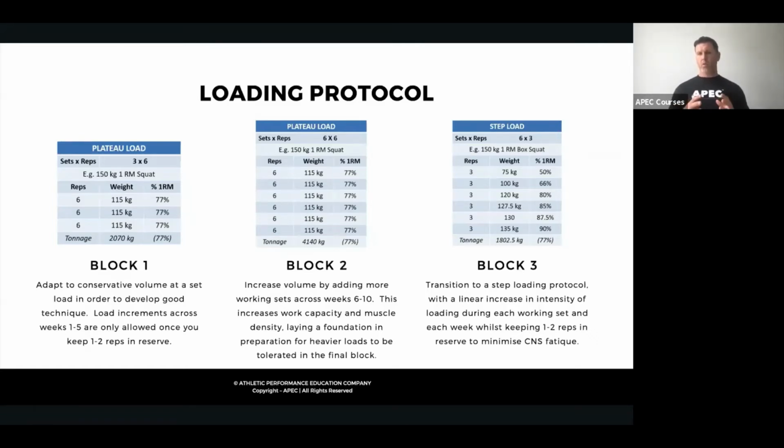So in block 3, we would transition to a step loading protocol with a linear increase in intensity of loading during each working set and each week, whilst keeping 1 to 2 reps in reserve to minimize our central nervous system fatigue.